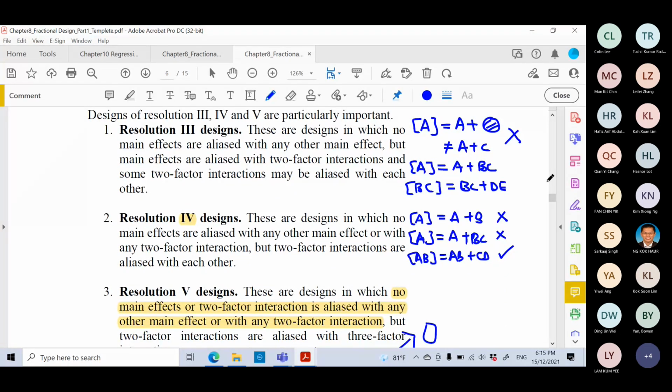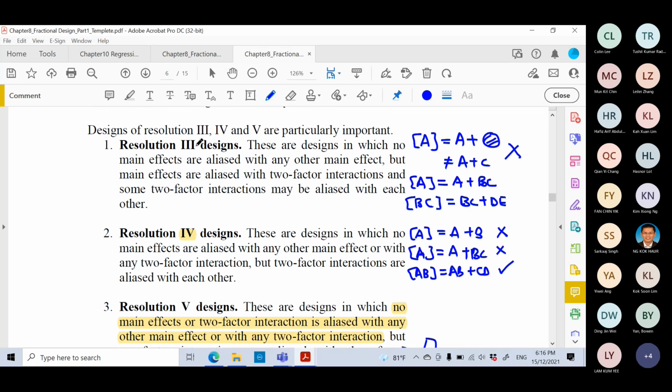Okay, so in this example, the resolution means that the main effect. Okay, sorry, later I will make the correction there. So you observe that resolution 3 will refer to the main effect being aliased with any main effect.